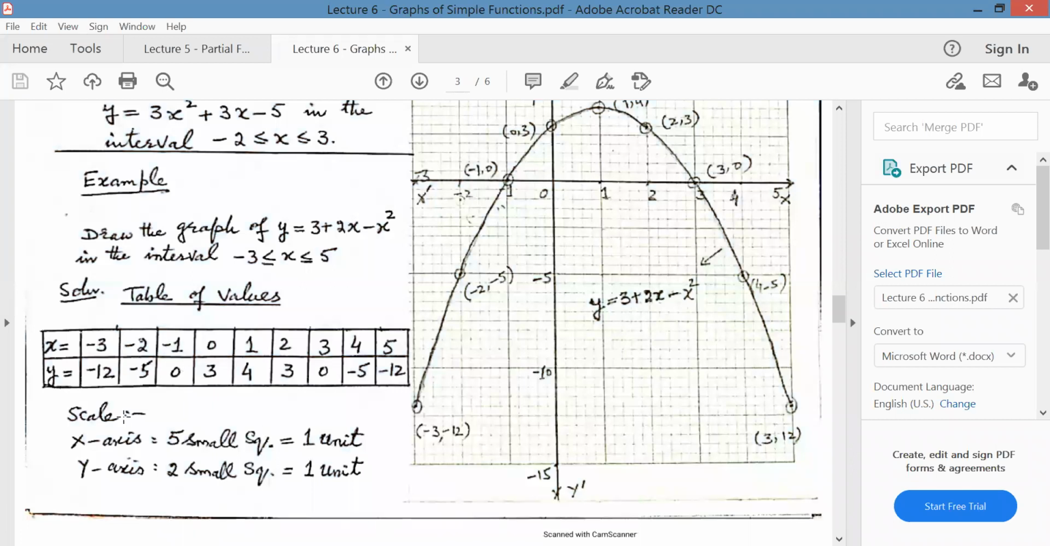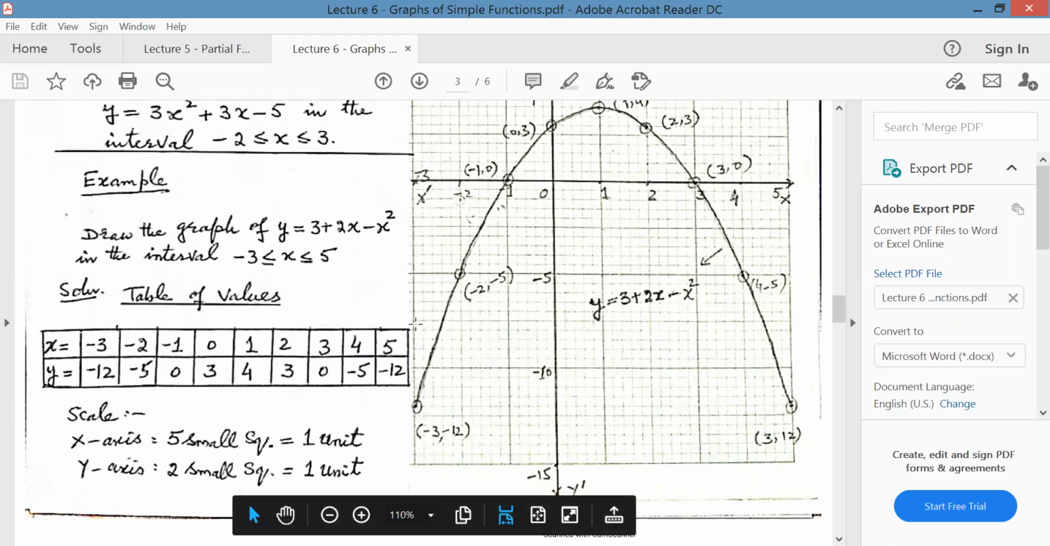Look, (-3, -12). So -3: look at the graph paper, -1, -2, this is -3. And -12, you will come down. This is 10, 20 means 10, and further 4 means 12. Okay, this point is (-3, -12). Similarly, (-2, -5). So this is -2, and -5 will come here. -5 means -10, because you are taking 2 small squares.